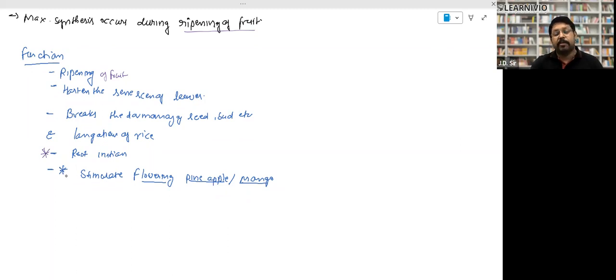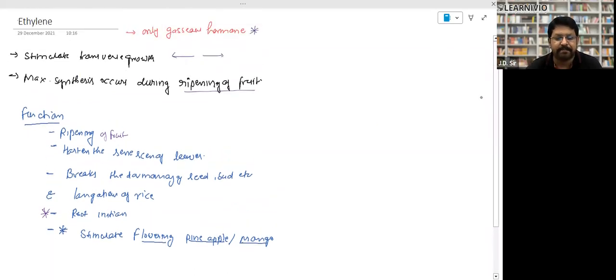This question I have been asked multiple times. Pineapple question, multiple times this question I have been asked. So ethylene is responsible for ripening of mango. I hope it should be clear. It's very simple.